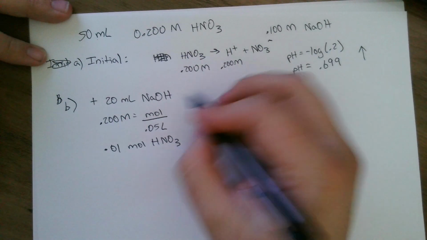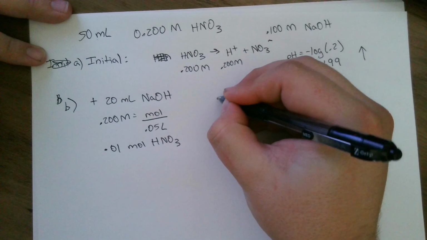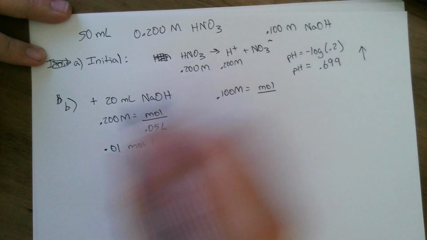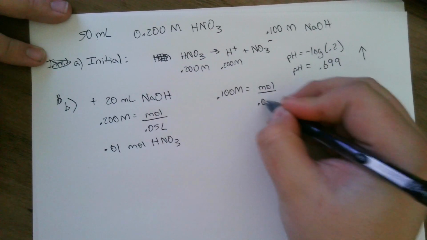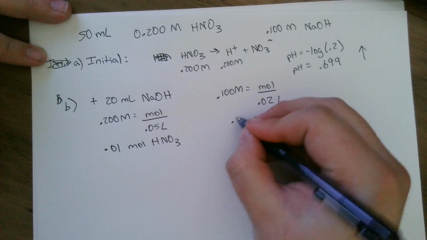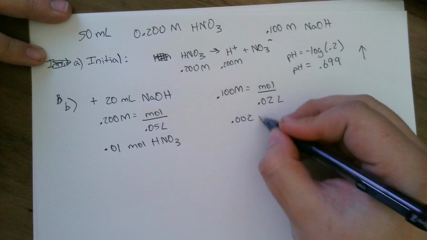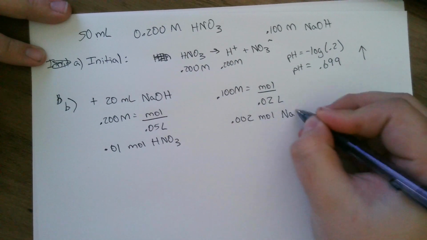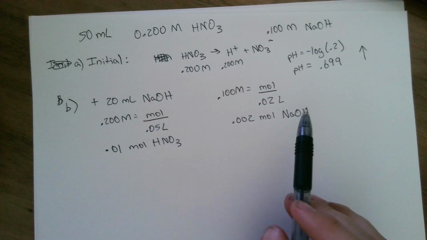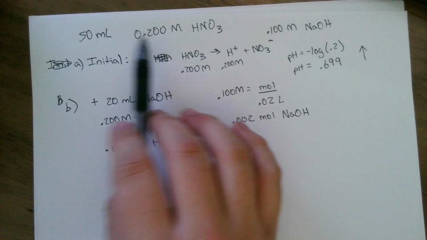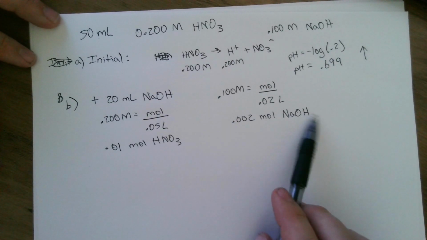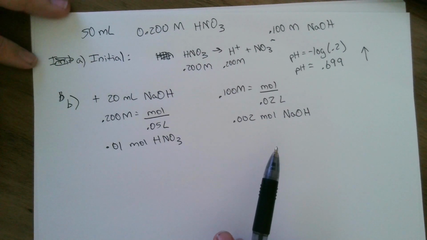I'm going to do the same for my base. Its concentration is 0.1 molar equals moles per liter. I'm adding 20 milliliters, which is 0.02 liters. Multiply across, 0.002 moles of NaOH. You have to convert everything to moles because when we're starting here, we have different concentrations to keep track of, different volumes. If I really want to see exactly how much acid and base I have, it has to be in moles so I can compare them.